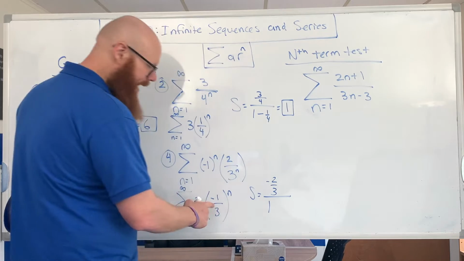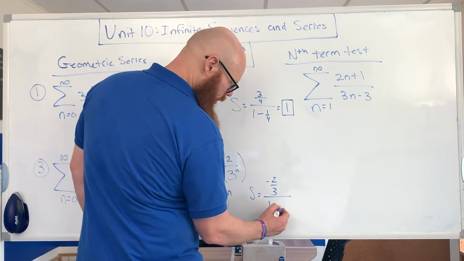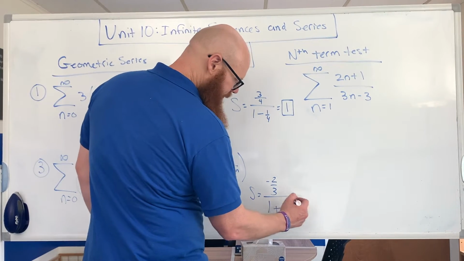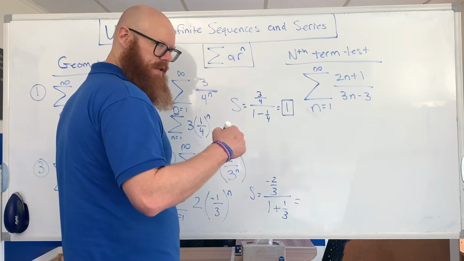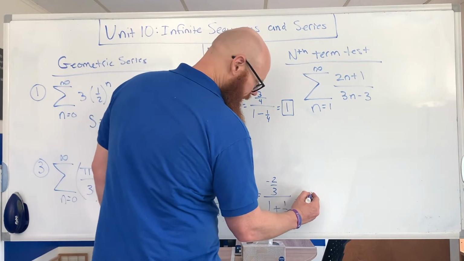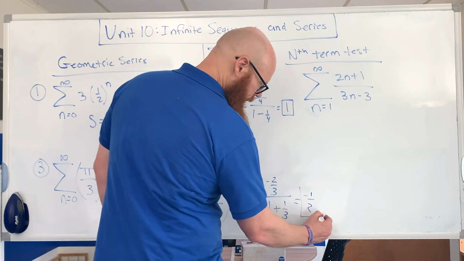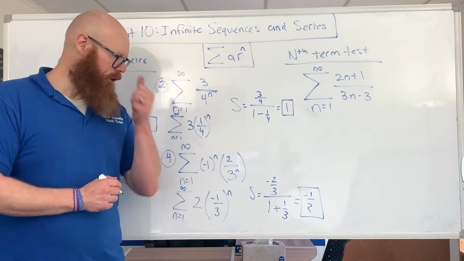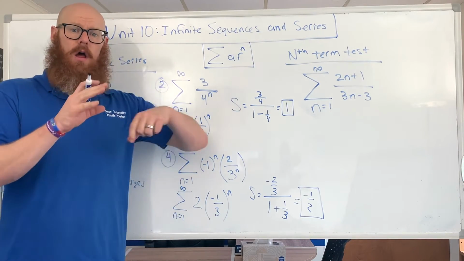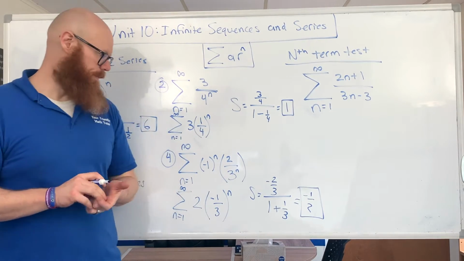And then 1 minus -1/3 would be 1 plus 1/3. That's 4/3, and -2/3 divided by 4/3. The 3's cancel, it's -2/4, so I get -1/2. And again, I skipped this part. I shouldn't be doing that. -1/3 is between -1 and 1, so it does converge.